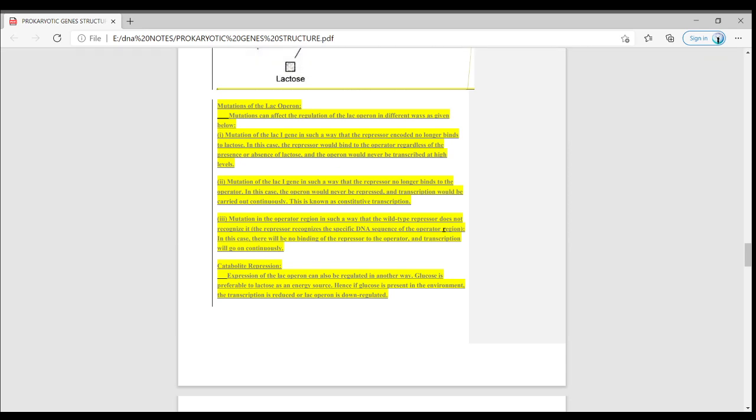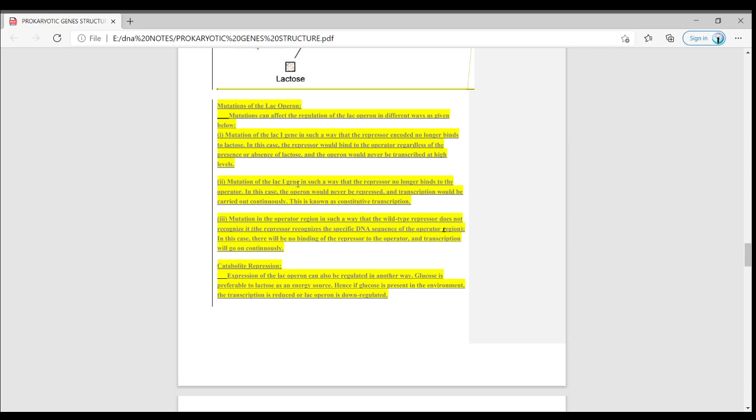Now, the mutation of the lac operon. We have studied that a mutation of the lac-I gene, in such a way that the repressor encoded no longer binds to lactose. In this case, the repressor would bind to the operator regardless of the presence or absence of lactose, and the operon would never be transcribed at high levels. Then a mutation of the lac-I gene in such a way that the repressor no longer binds to the operator. In this case, the operon would never be repressed.